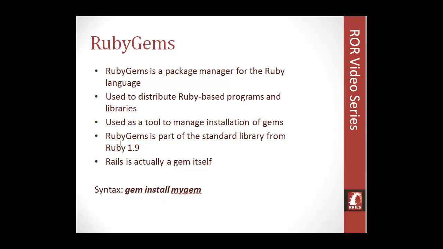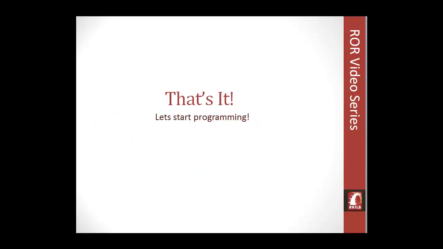And Ruby Gems is part of the standard library from Ruby 1.9 on, and we will be using Ruby 1.9.3. And Rails is a gem itself. You can actually install Rails through Ruby Gems. So that's it. That's just the basics of Rails and Ruby on Rails. So now we can get into some programming. So next up we have the installation of Ruby and Ruby on Rails on both Linux and Windows. So let's move on.